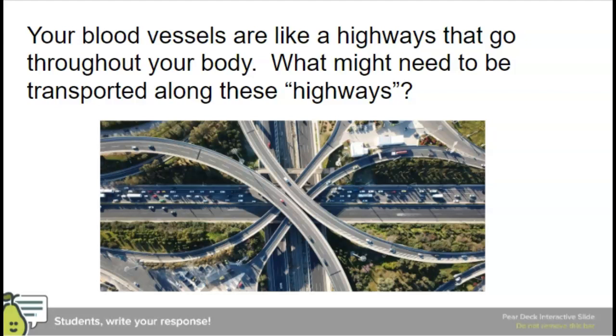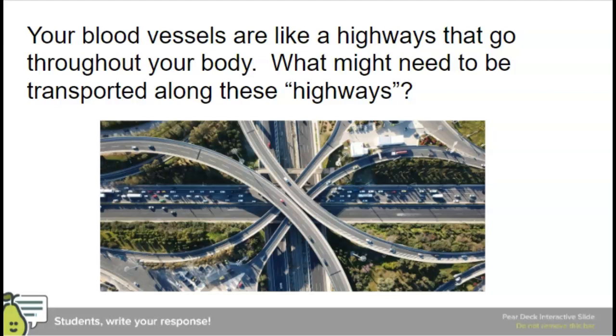So the first thing I want to go over is blood vessels and blood. Your blood vessels are like highways that go throughout your body. Before we talk about what blood vessels actually do and what blood does, I would like you to think, what might need to be transported in your body? Lots of things need to be transported. I'm sure that whatever answer you wrote is probably correct.